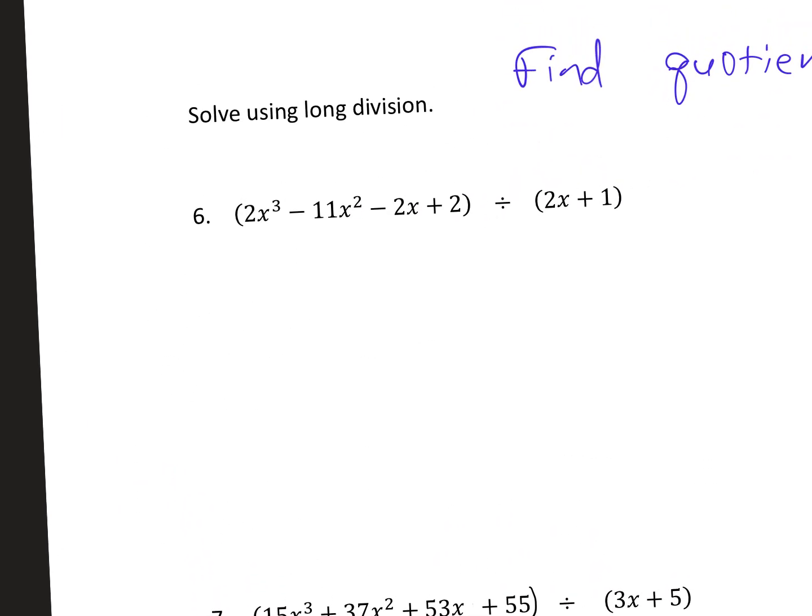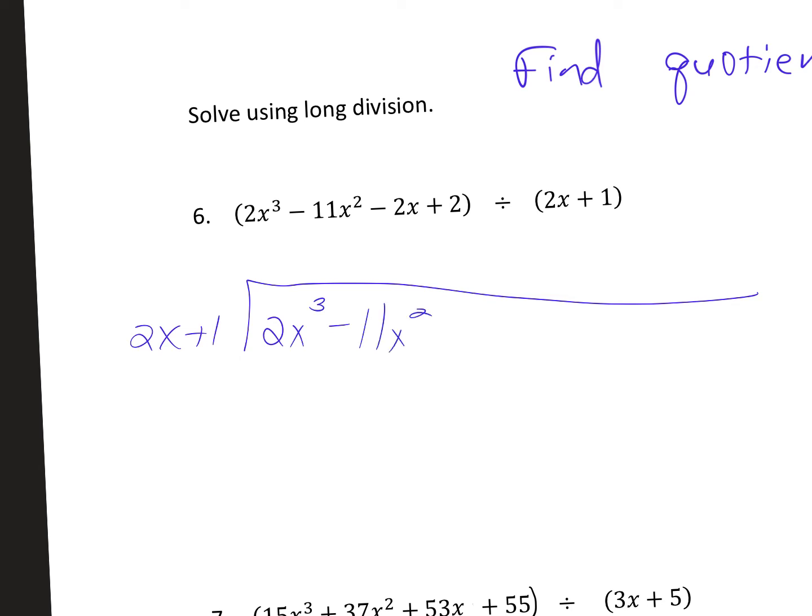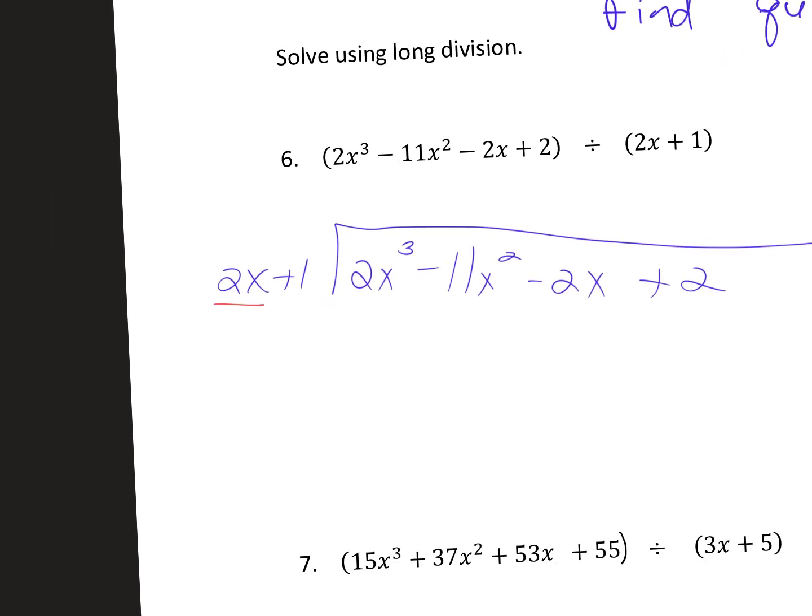I'm going to divide. 2x plus 1 goes on the outside. My inside is 2x cubed minus 11x squared minus 2x plus 2. Do I have any gaps or spaces that I need to account for? No. So we're good to go. So I'm going to say first term into first term. 2x times what gives me 2x cubed? x squared. Just x squared, right? So I'm going to put it right here above my x squareds.